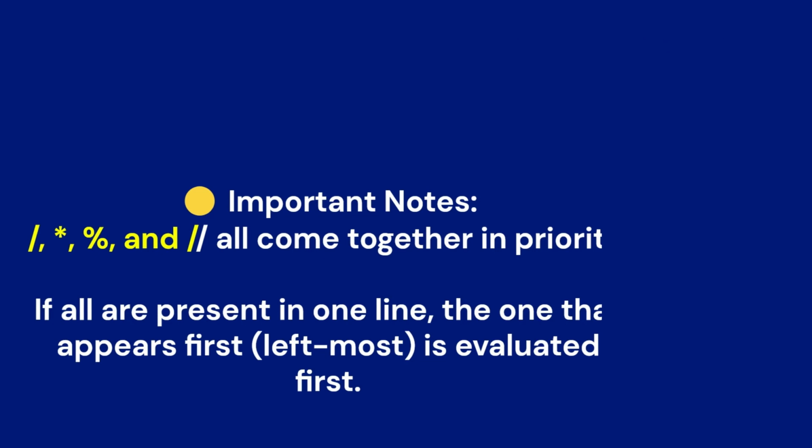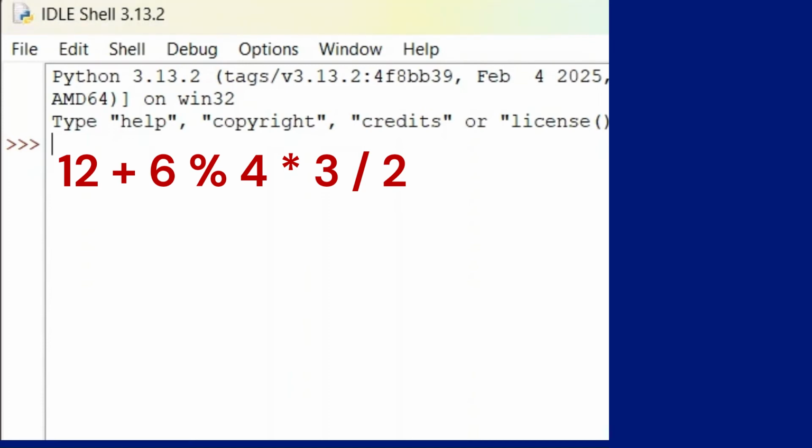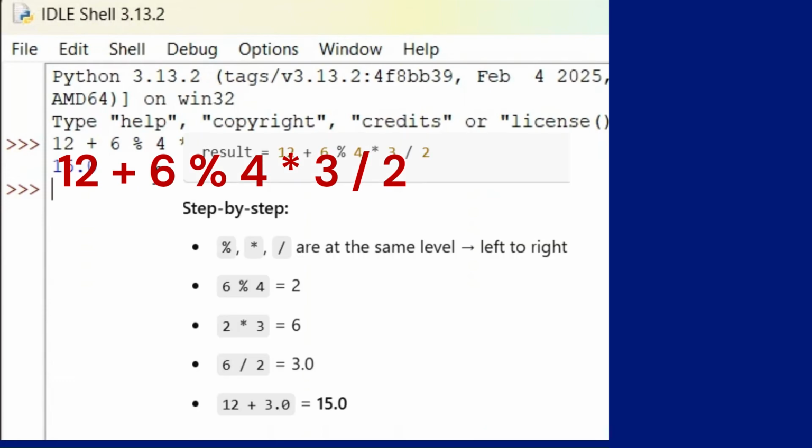Now let us do some more examples. Pause the video, try each problem on your own, and then resume to check your answer. The next question is 12 plus 6 percent 4 asterisk 3 slash 2. Take a moment and think, what will be the output? Let's solve it using PEMDAS, BODMAS rules.